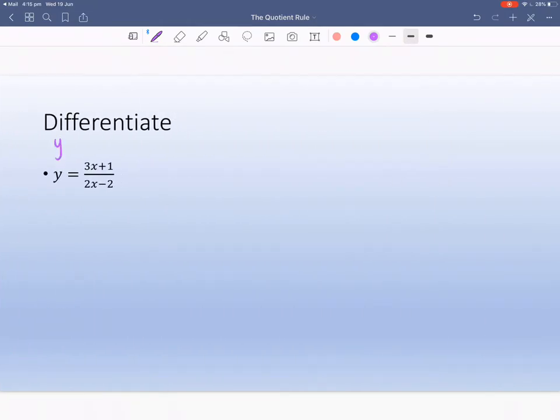So this one certainly is in this form, u over v. So remember I made that mistake in the start. So I go u equals 3x plus 1, u dash equals 3, v equals simply just 2x minus 2, and v dash equals just 2. All right. Now what's the quotient rule?